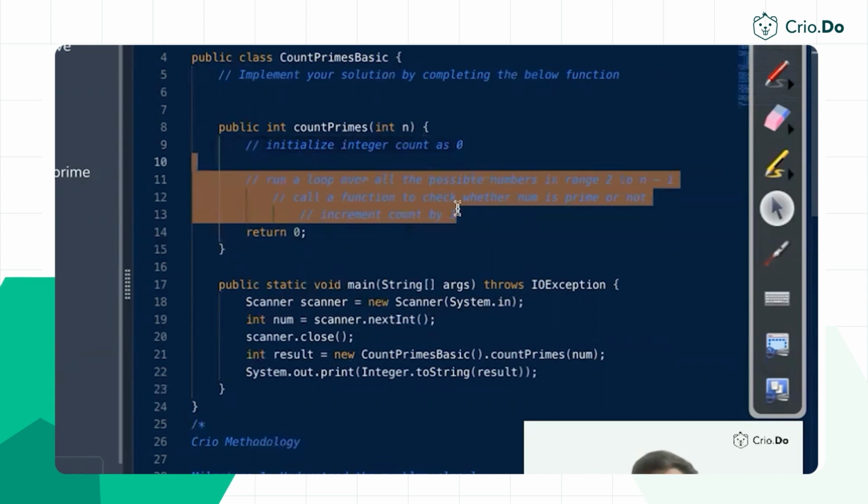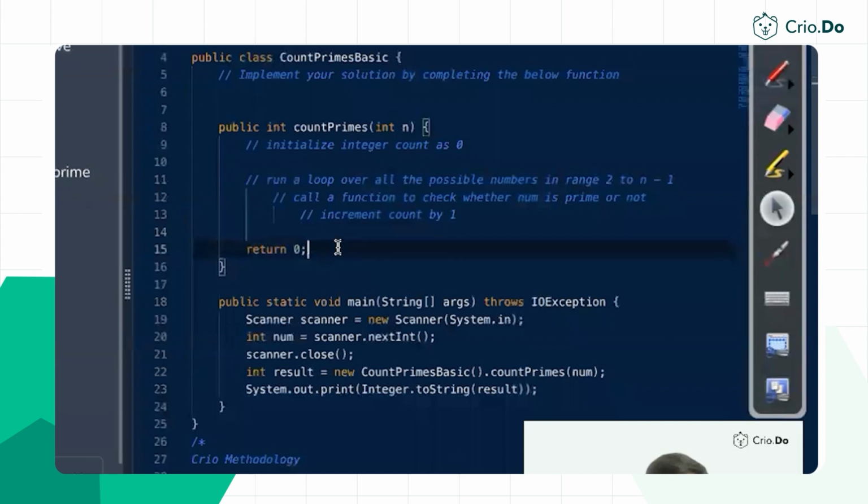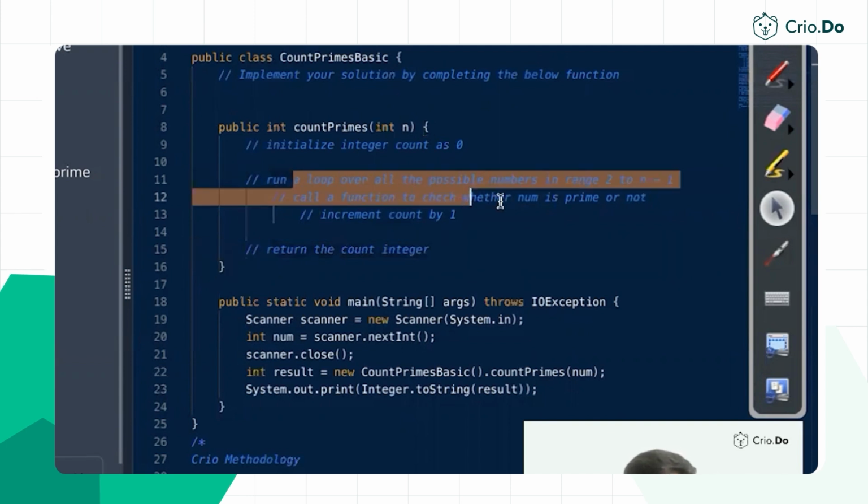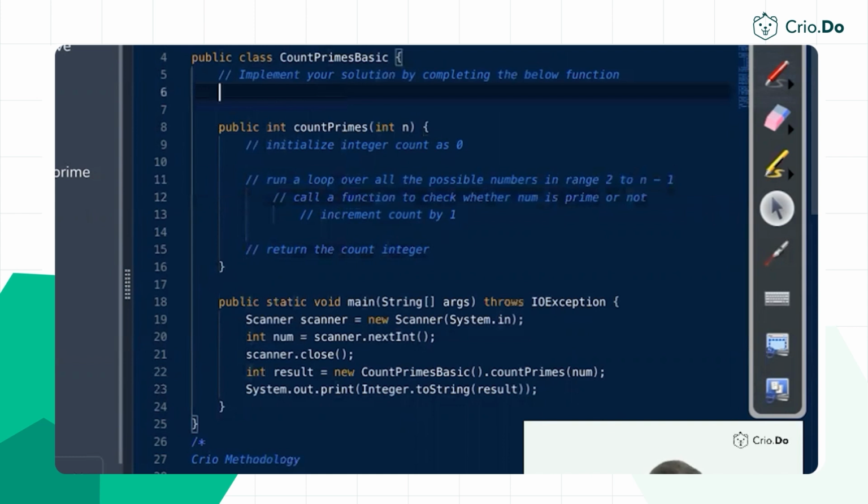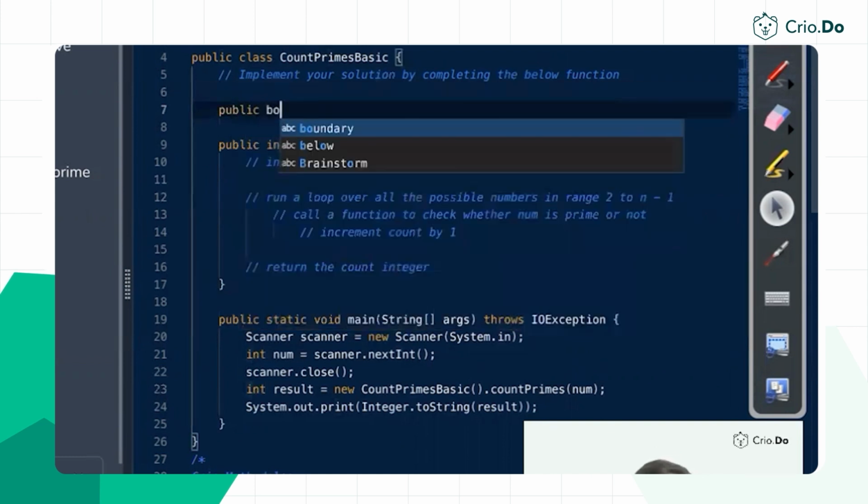And every time we get a prime number, we will increase the count. Finally, what should we do? We should return the count of prime numbers, that is, return the count integer. But in order to check whether a number is prime or not, we will have to create a function, obviously, which will return either true or false.